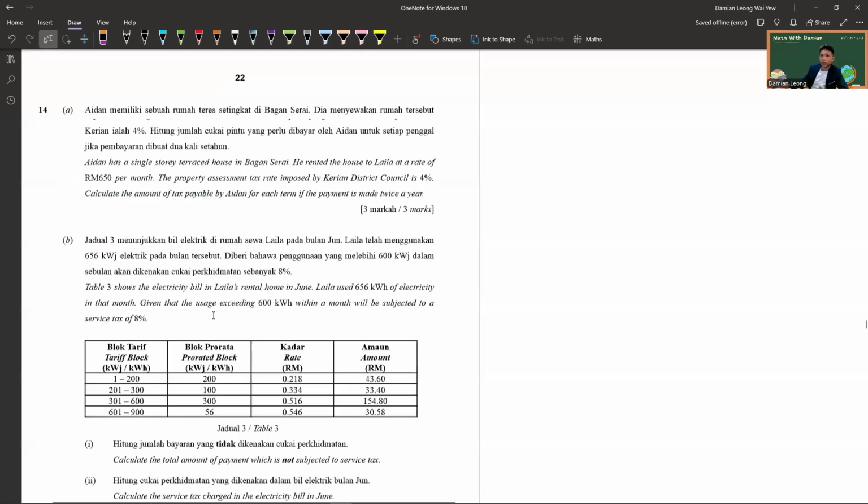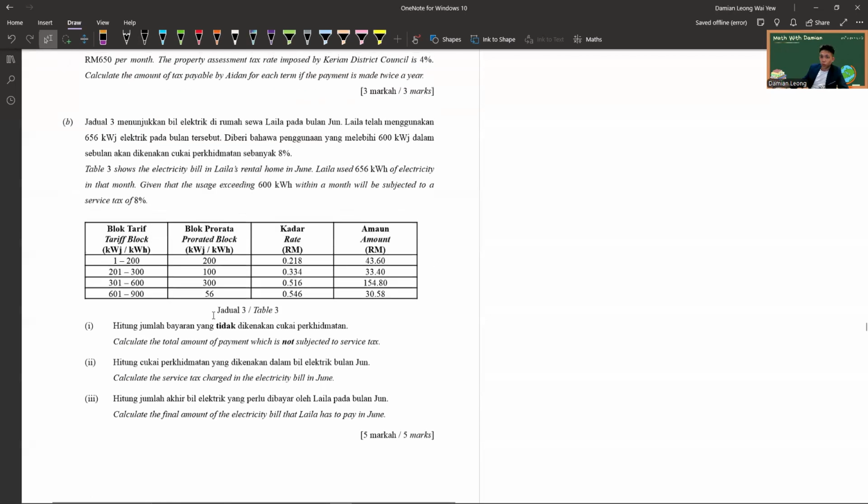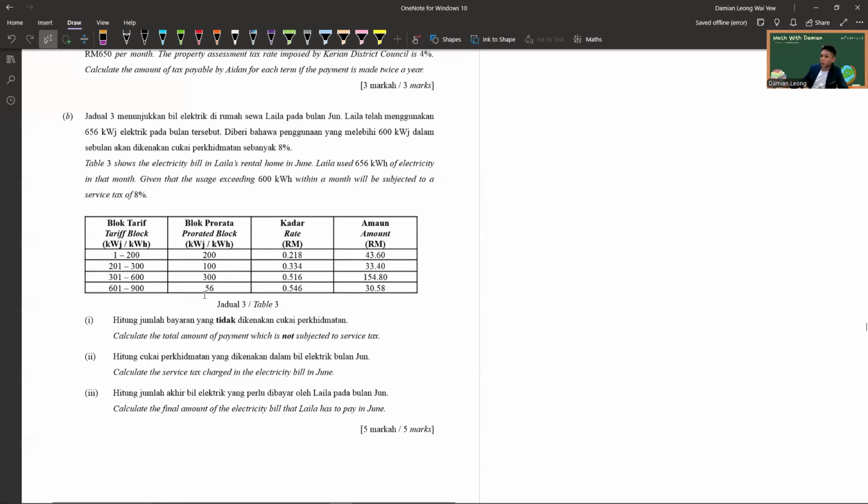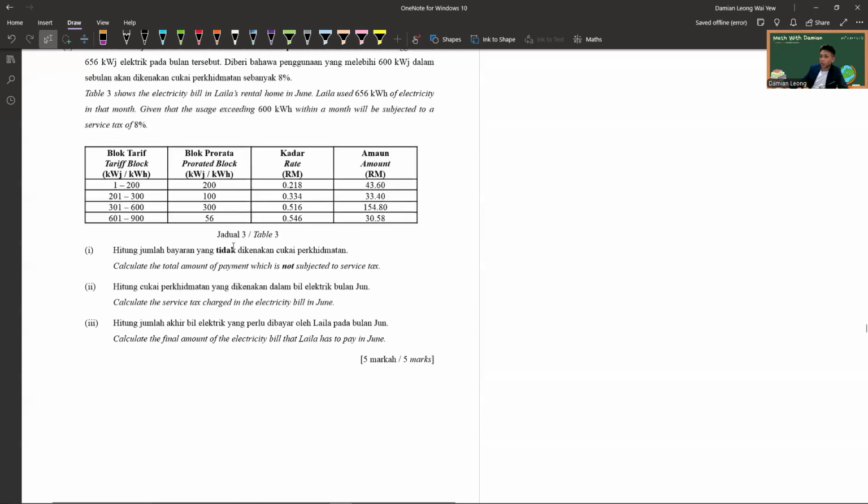Then part B. Table 3 shows the electricity bill in Laila's rental home in June. Laila used 656 kilowatt hours of electricity in that month. Given that usage exceeding 600 kilowatt hours within the month will be subject to a service tax of 8%. So anything above 600 will have a service tax of 8%. So calculate the amount of payment not subjected to service tax.